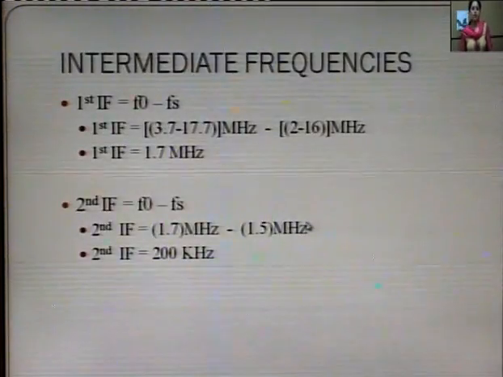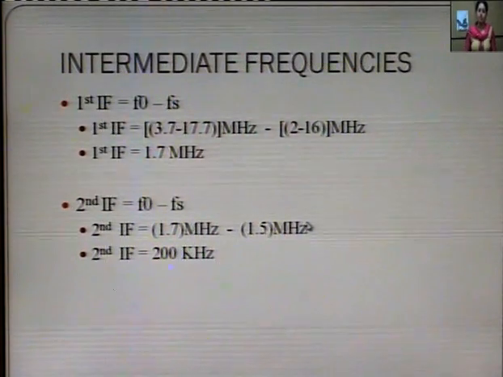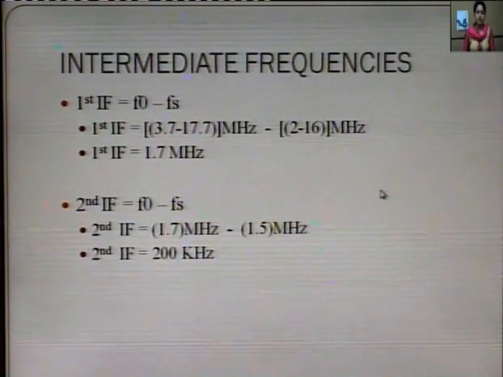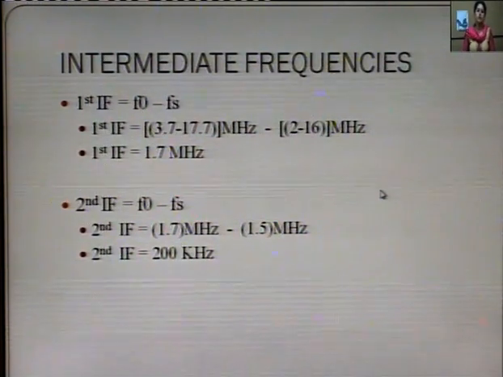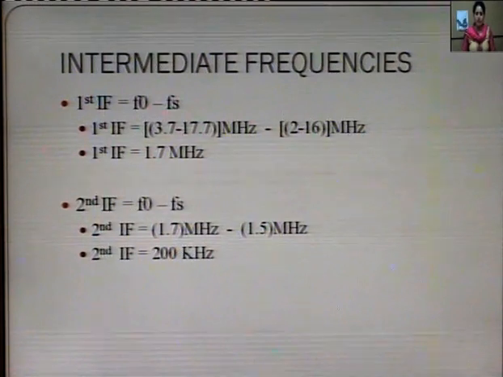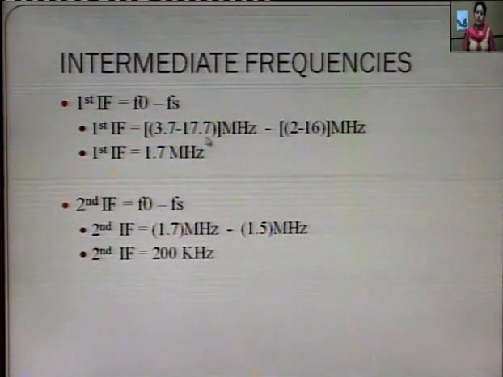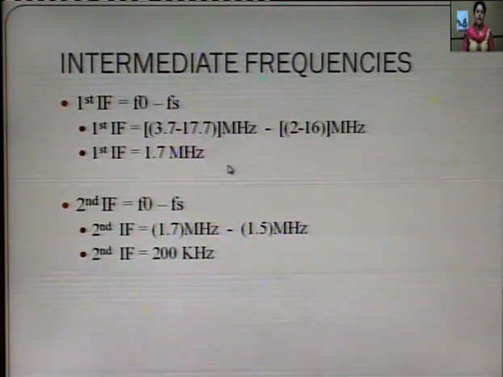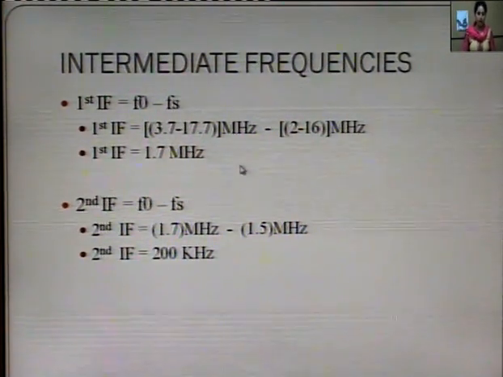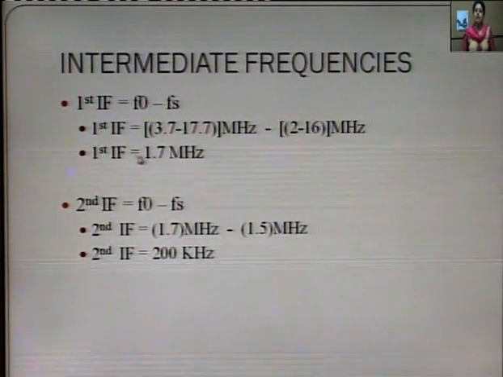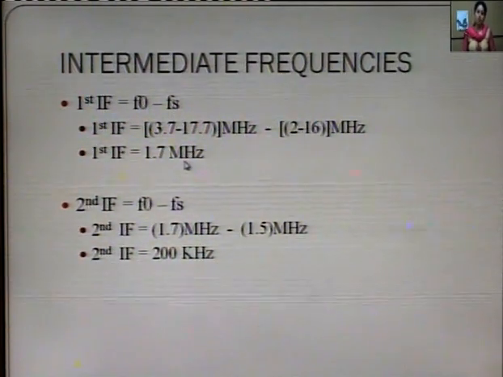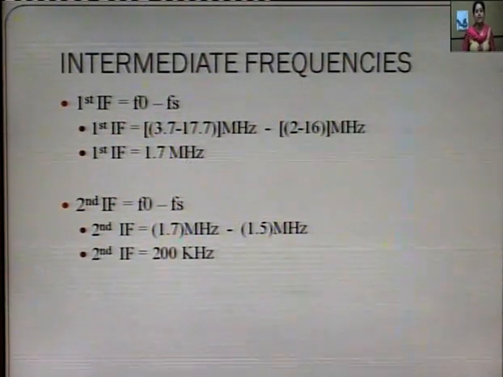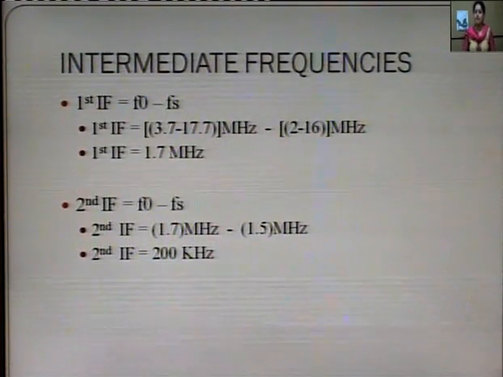Now, the concept of intermediate frequencies and how the first IF is produced. We know that the intermediate frequency is the difference component, that is, local oscillator frequency minus the signal frequency. The local oscillator frequency range is 3.7 megahertz to 17.7 megahertz, and the signal frequency range is 2 to 16 megahertz. So the difference will be 1.7 megahertz. So your first IF is the higher intermediate frequency. This higher intermediate frequency is equivalent to 1.7 megahertz.